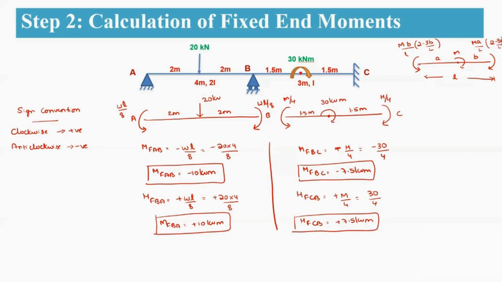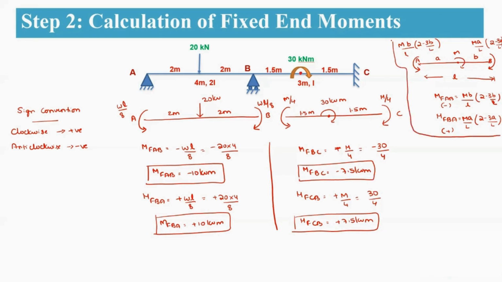Okay. So this one A and this one B, if you just consider, I'll just write down MFAB will be equal to MB by L into 2 minus 3B by L, whereas MFBA will be equal to MA by L into 2 minus 3A by L. So this is a negative value and this is a positive value. Why? Because MFAB is an anti-clockwise moment and this is a clockwise moment.